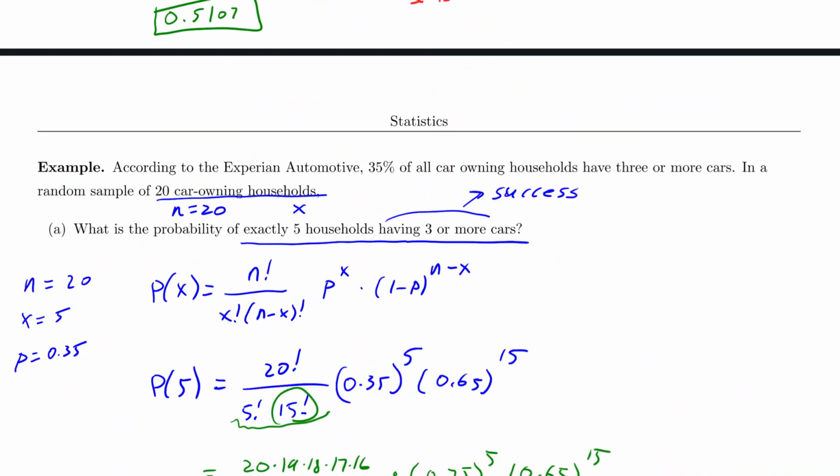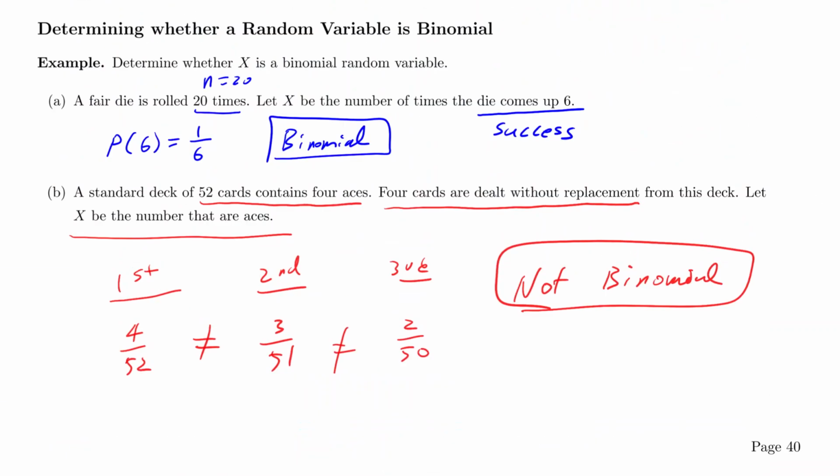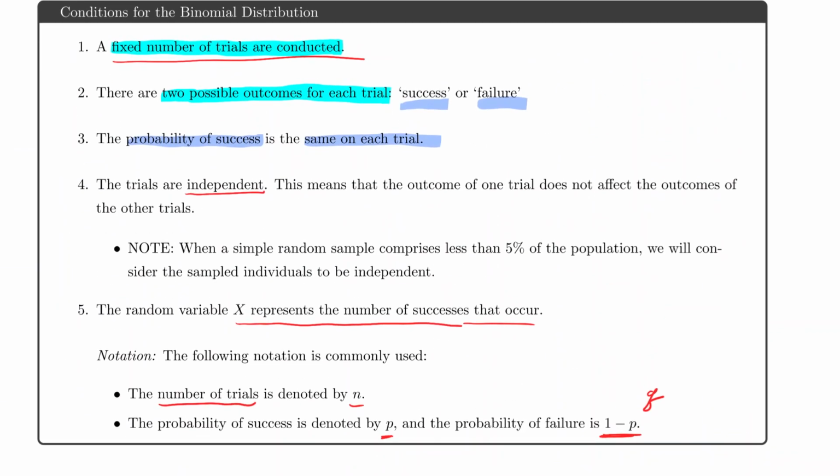Before I end this video, let me go over the characteristics of binomial distribution. Binomial distribution always has a fixed number of trials, and it has only two possible outcomes in each trial. We define them. So in the previous example, the success was having 3 or more cars, and failure was not having 3 or more cars. So success and failure should be clearly given in the problem. And the probability of success is the same each trial. So in the household car problem, the probability of success always was 0.35. Trials are independent. The random variable x represents the number of successes that occur.